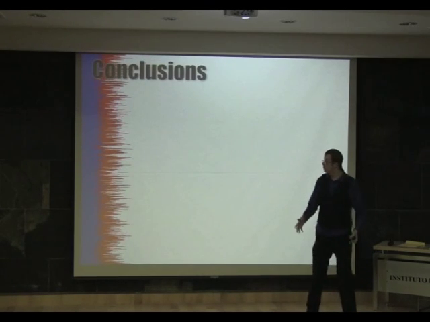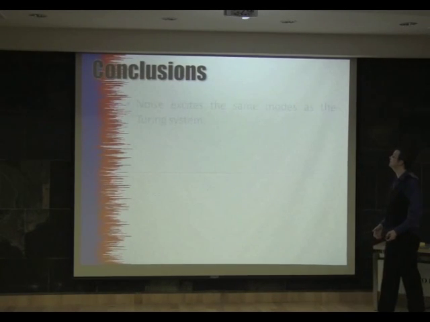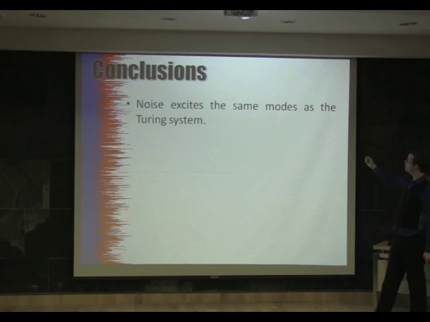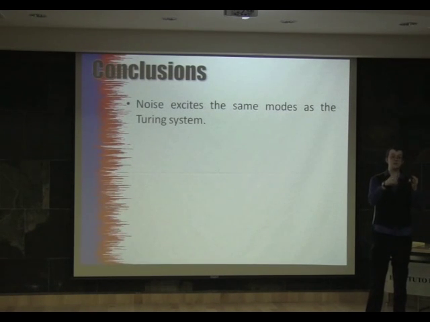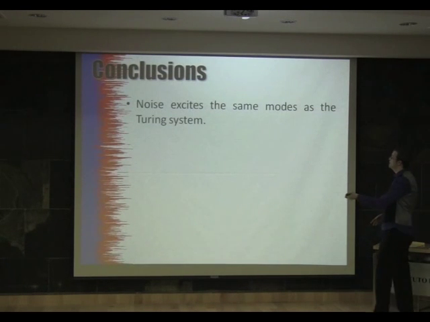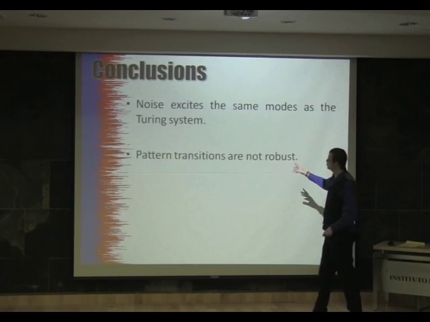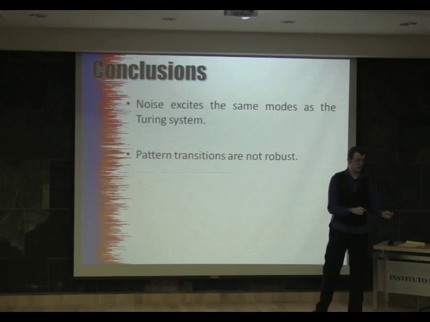So, just to wrap up the conclusions on this part of the talk, noise excites the same modes as the Turing system if your space is discretized enough. If it's too coarse, you start getting spurious modes. Pattern transitions are not robust on a uniformly growing domain.